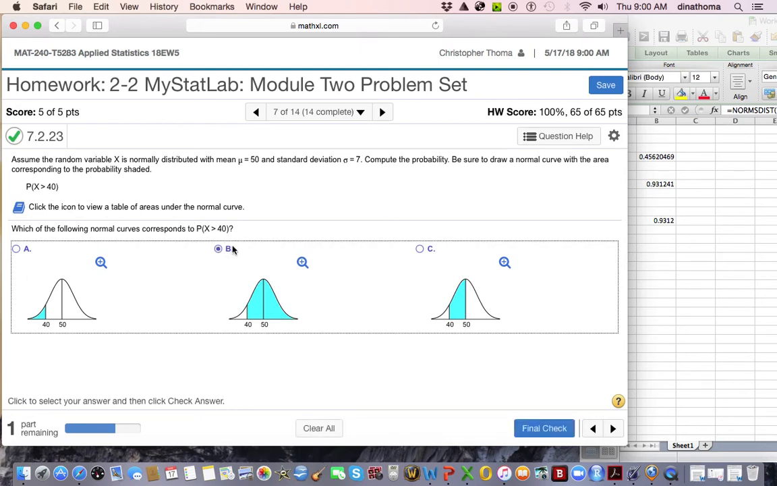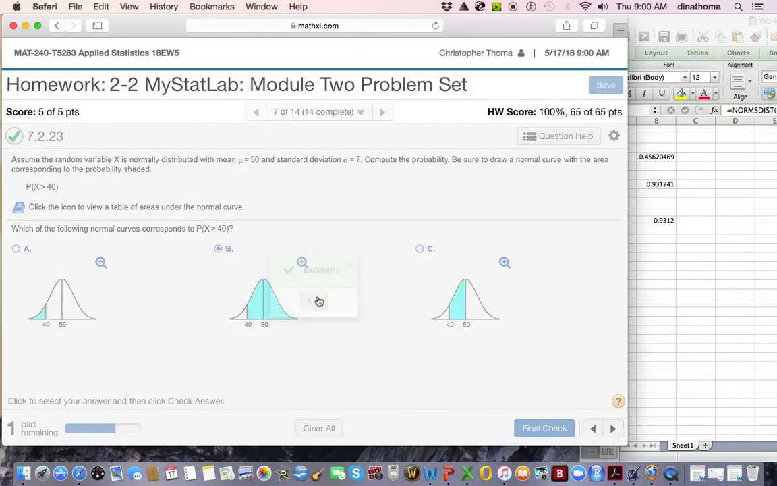So B. So drawing out a picture on your paper before you do a problem really does help solve the problem, because it lets you know what you're looking at. And you can see this is a final check. So if you get it wrong, you got to redo the problem. All right, so that's greater than 40.